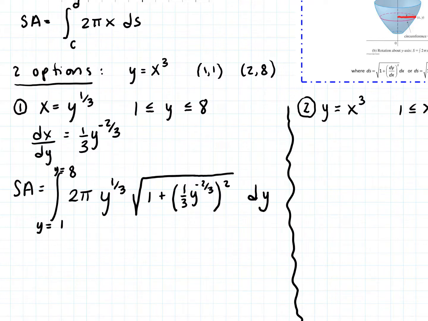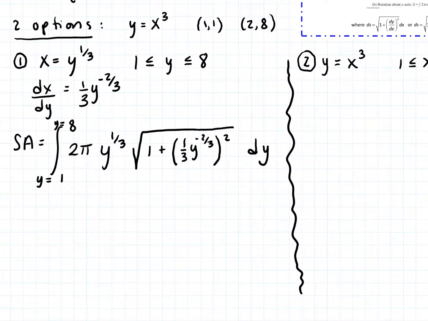Okay, so let's just continue. This is a little messy. I like to simplify my integrals. I want to get this simplified so we can see what sort of integration strategy to do with this, and then we'll go back and we'll look at the second option and see what we would do with the second option. So continuing down here, this is going to be equal to the integral from 1 to 8, and let's actually pull that 2 pi out.